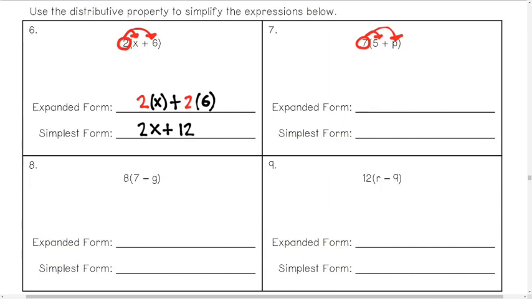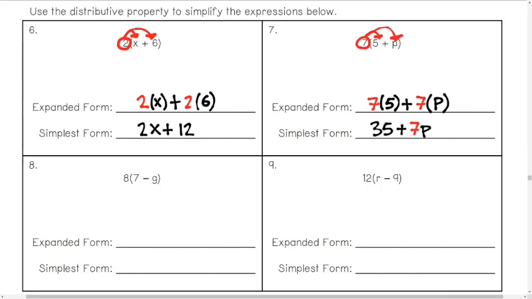In expanded form, I would write 7 times my first term, which is 5, plus, and I do a plus sign because there is a plus sign inside there. And then we go 7 times my second term, which is 7p. 7 times 5 is 35. 7 times p is 7p.